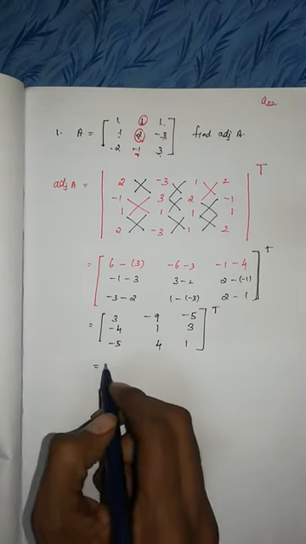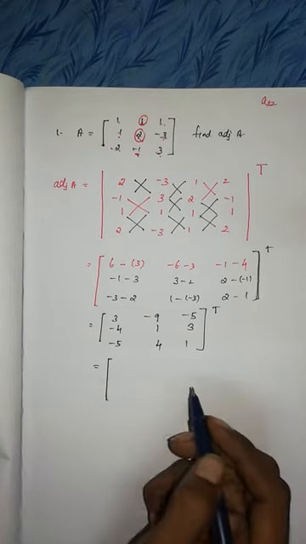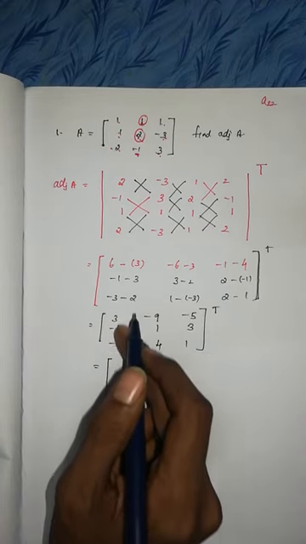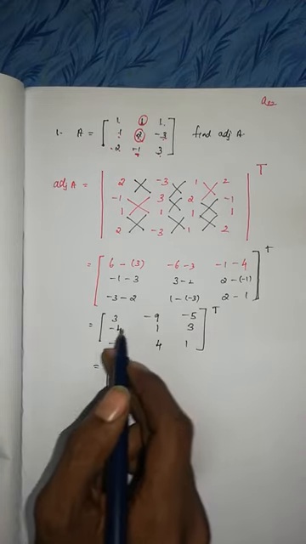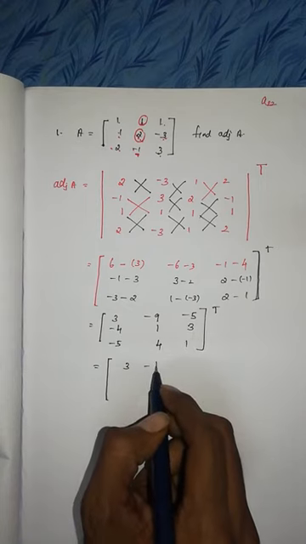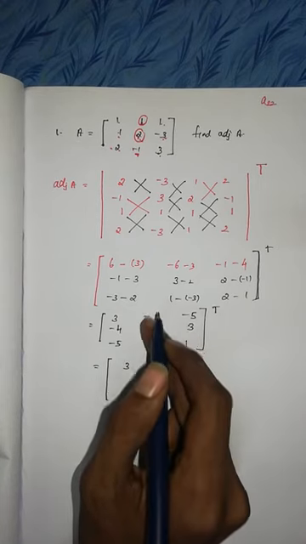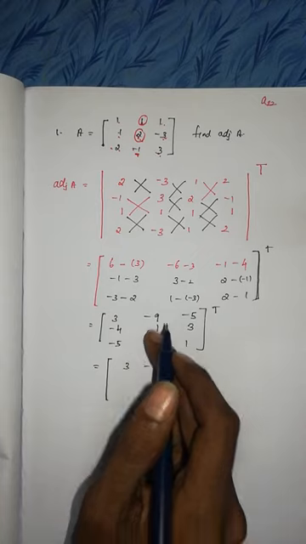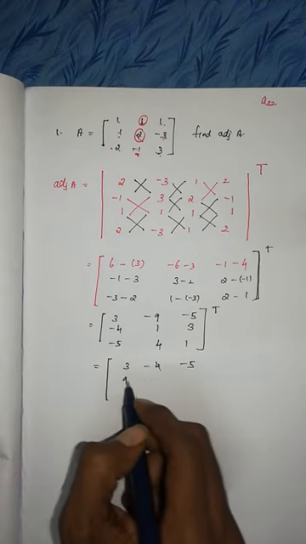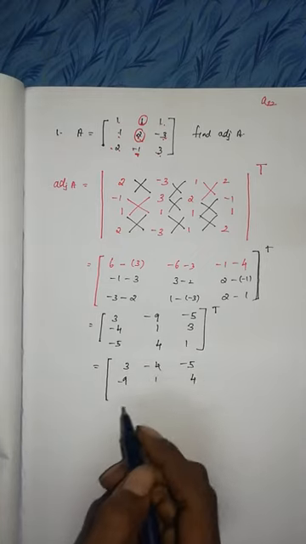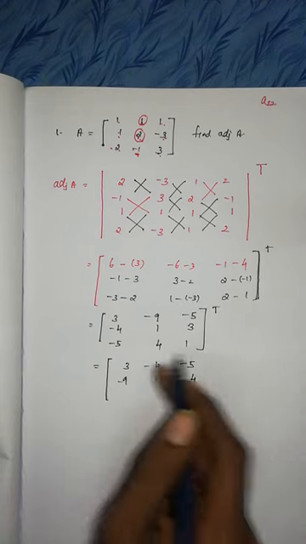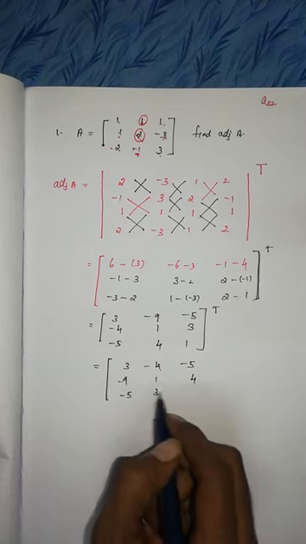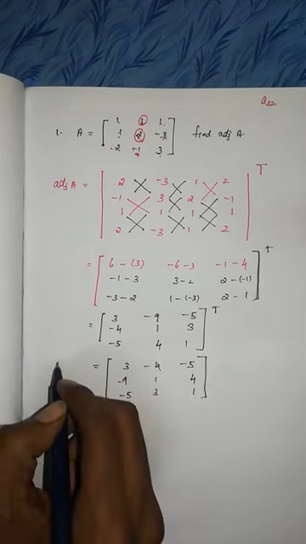Then you want to put transpose. You just interchange rows to columns. So I have in column 3 minus 4 minus 5. I write this in column 3 minus 4 minus 5. In second column 9 minus 1 4. I write this in row minus 1 4. And again I write this column as a row matrix, which is minus 5 3 1. This is the adjoint for the matrix.